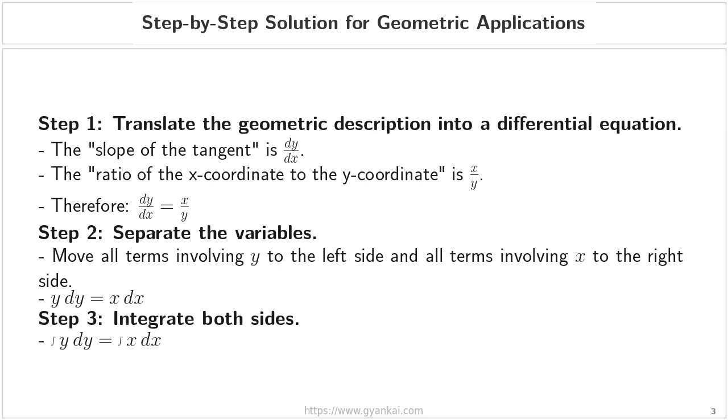Finally, in step 3, we prepare to integrate both sides. We apply the integral symbol to both sides of our equation, so we have the integral of y dy equals the integral of x dx. We have successfully set up the calculus required to find the actual equation of the curve, which we will complete in the next slide. Now that we have identified our problem in the previous slide, where we are looking for a curve whose slope is equal to the ratio of the x-coordinate to the y-coordinate, let's walk through the mathematical solution step by step.